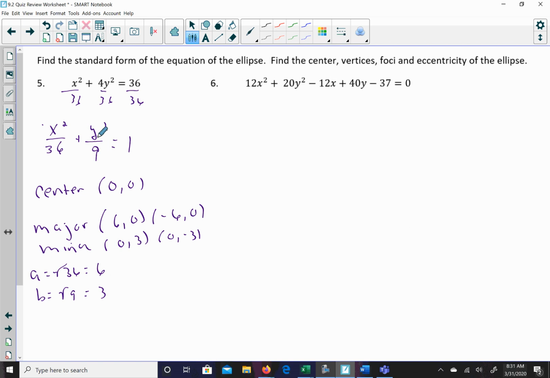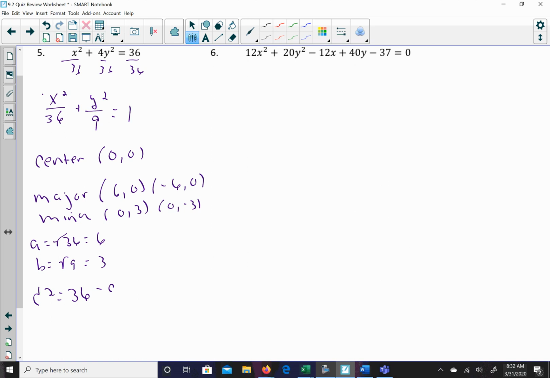to the y. To find the foci, I need to find my c, so I'm going to say c squared is equal to a squared, which is 36, minus b squared, which is 9. So I'm going to say c squared is equal to 27. So c is equal to, oh, 9 goes in there, so 3 times the square root of 3.